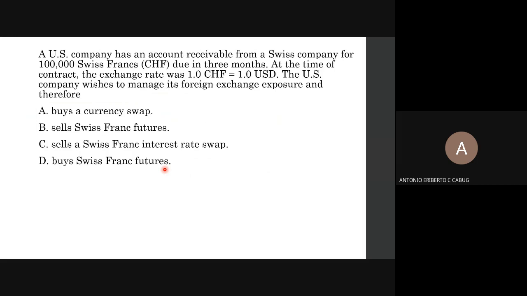Interrupt me anytime. Next, a U.S. company has an account receivable from a Swiss company for 100,000 Swiss francs due in 3 months. At the time of the contract, the exchange rate was 1 Swiss franc is to $1. The U.S. company wishes to manage its foreign exchange exposure and therefore blank. 1 minute.